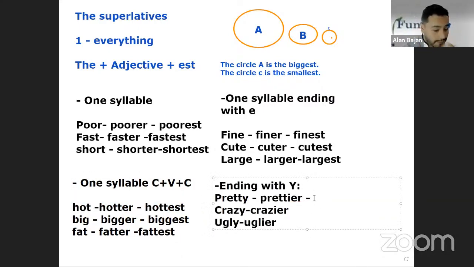Ending with Y. Pretty, prettier, the prettiest. Crazy, crazier, the craziest. Ugly, uglier, the ugliest.